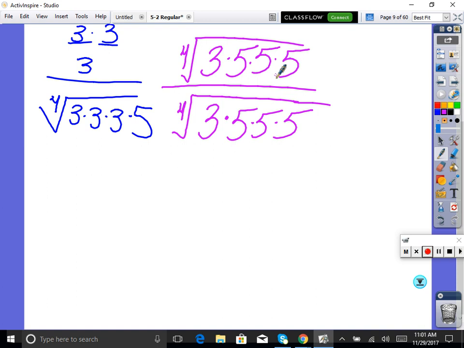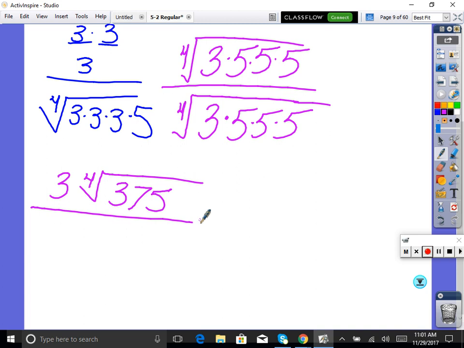Okay, so now we already have a 3 on the outside. So we have a 3, a 4th root. This is for the top. Look, nothing pulled out. 3 5s and a 3. 5 times 5 times 5 times 3 is 375, I believe. And then on bottom, I'm going to go out over here and do what the bottom is so I can just put my final answer here.